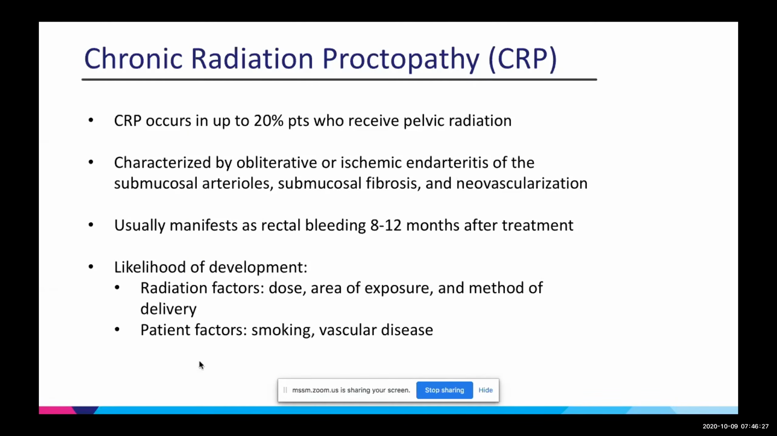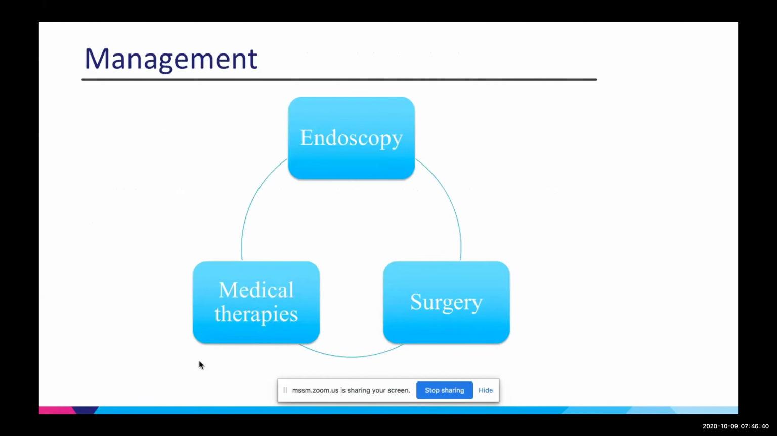The likelihood of development of radiation proctopathy is associated with both radiation-specific factors related to the dose, area of exposure, and method of delivery, as well as patient-specific factors. The management of radiation proctopathy can really be bucketed into three broad categories: endoscopic interventions, which we'll talk a little bit about today; medical therapies, which include sucralfate enemas, short-chain fatty acid enemas, metronidazole, sulfasalazine, hyperbaric oxygen; and finally, surgery when endoscopic and medical treatments have failed.